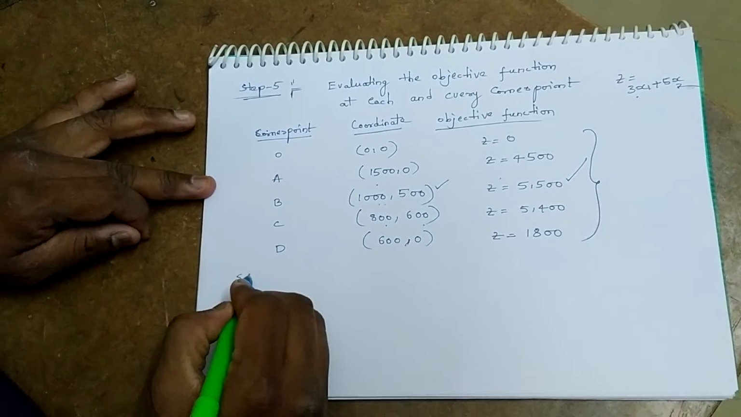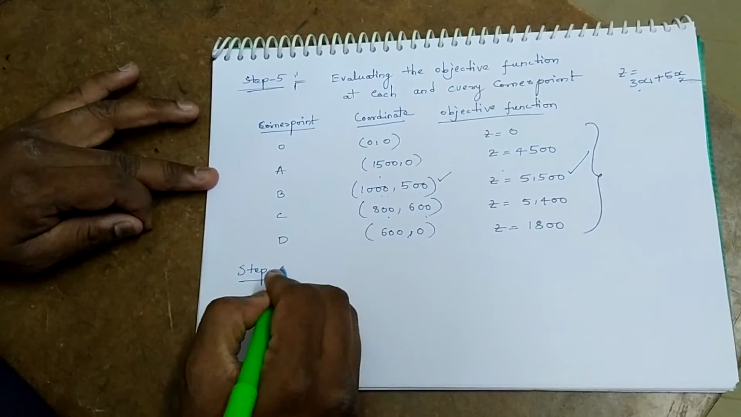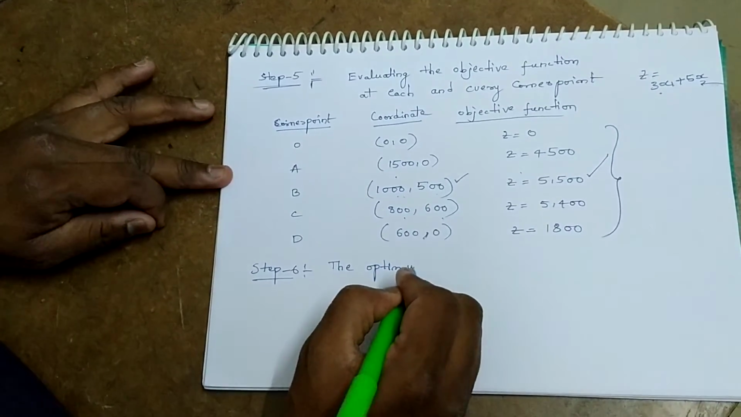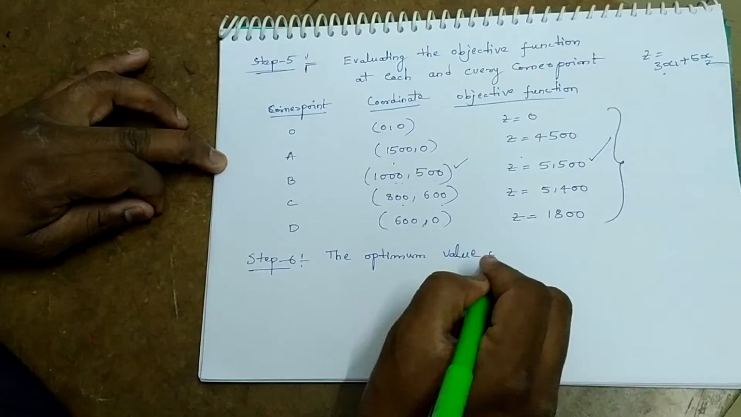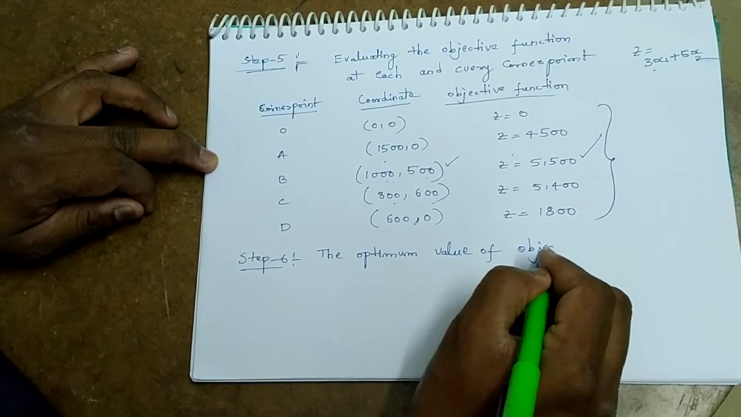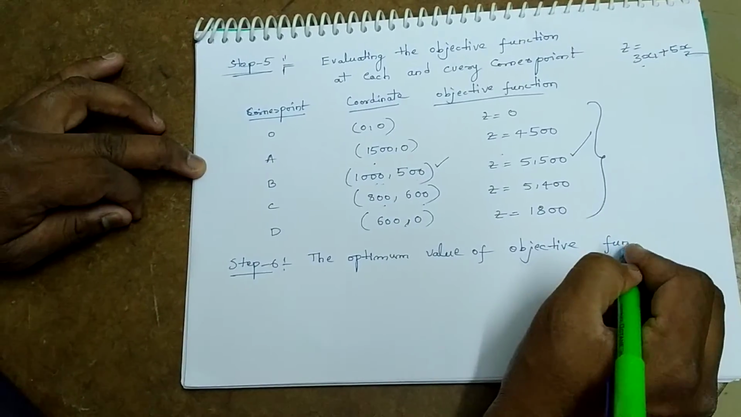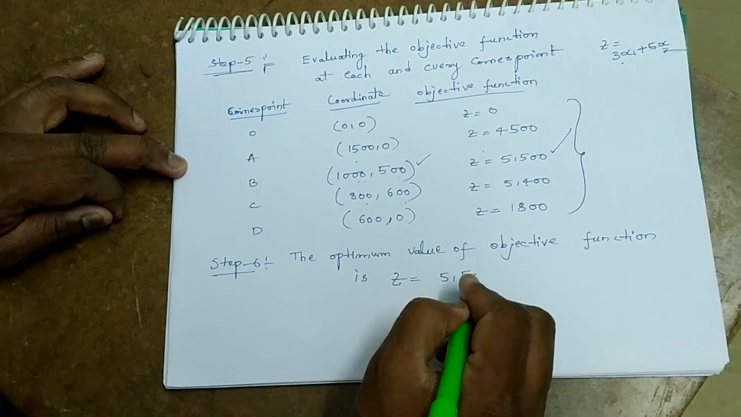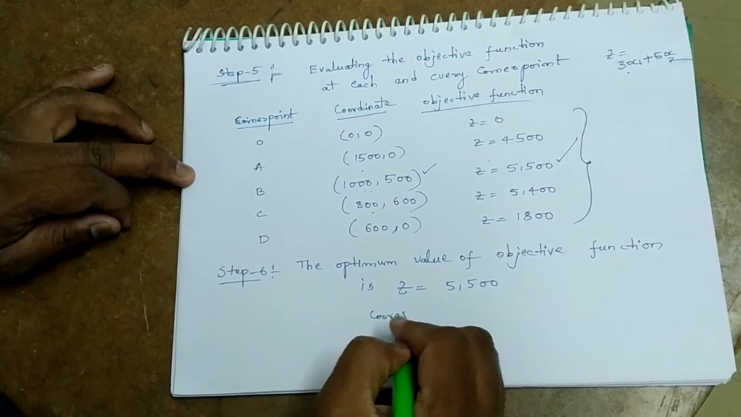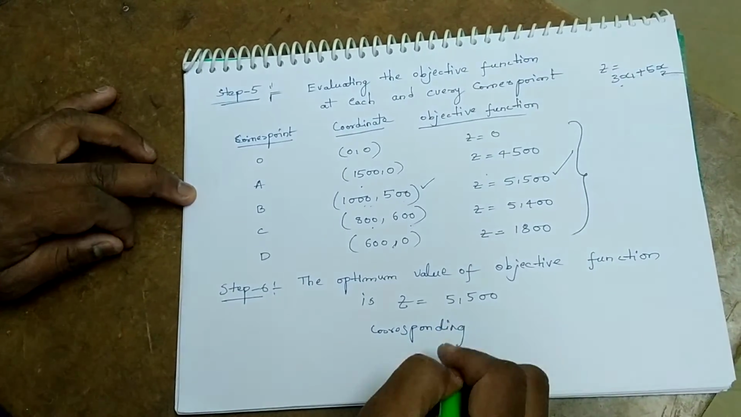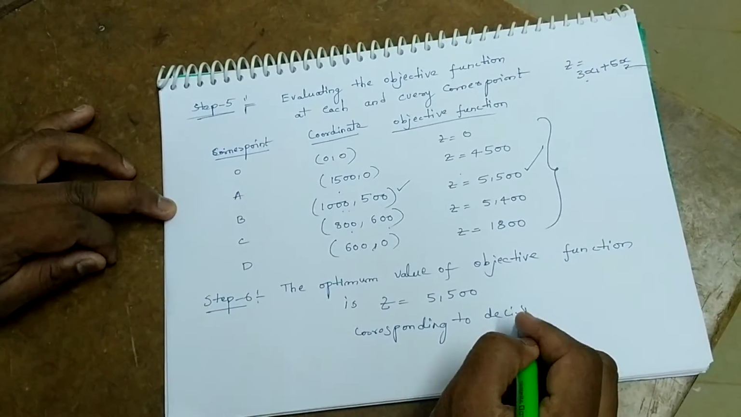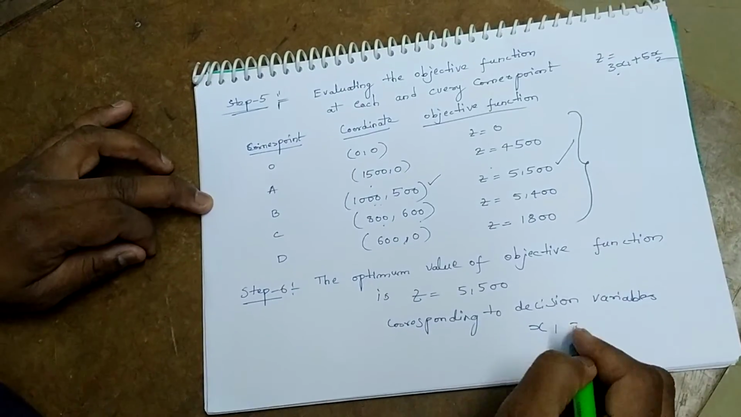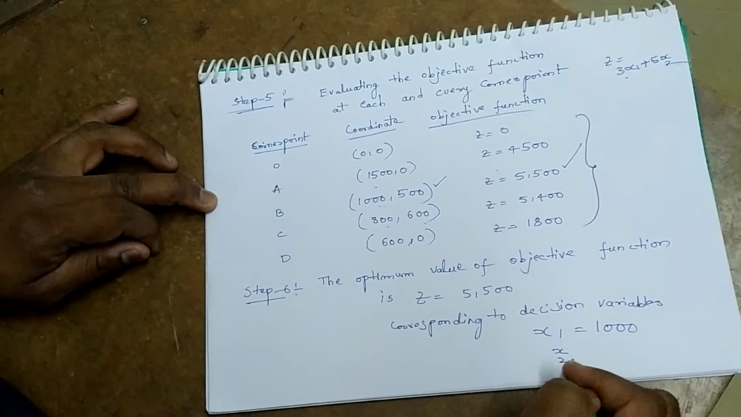So in step 6 you have to write that the optimum value of the objective function is Z is equal to 5500, corresponding to decision variables x1 is equal to 1000, x2 is equal to 500.